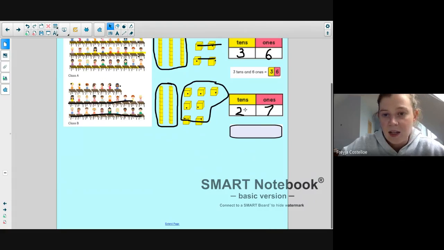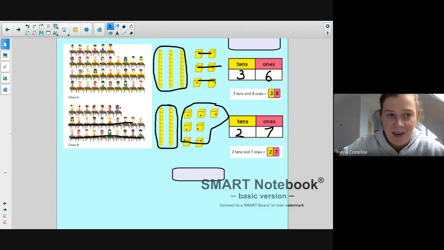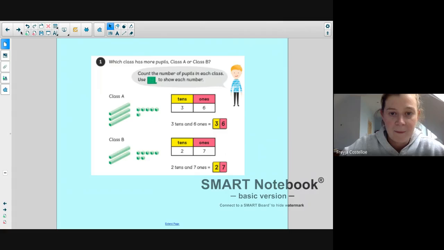2 tens and 7 ones makes 27. So this is what we did. We counted our cubes. We put it into our place value chart, and we worked this out, didn't we? 3 tens and 6 ones equals 36. 2 tens and 7 ones equals 27.